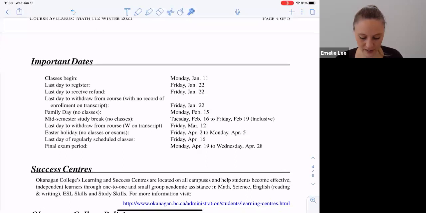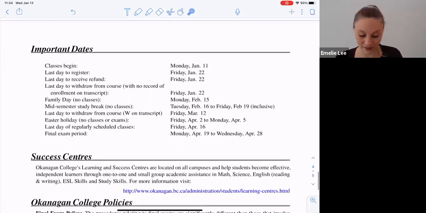So some important dates. January 22nd is next Friday, and that's the last day that you can switch sections or drop a section and still get some sort of refund, I think, and it doesn't get recorded on your transcript. And then free and easy until reading break, which is Family Day and the week of Family Day, so February 15th to the 19th, there's no school, which we all probably are aware of and look forward to.